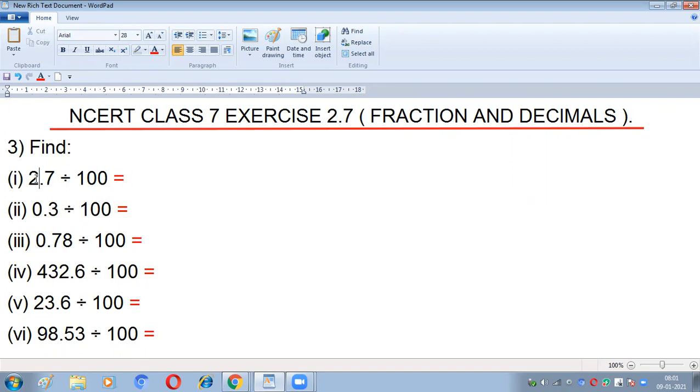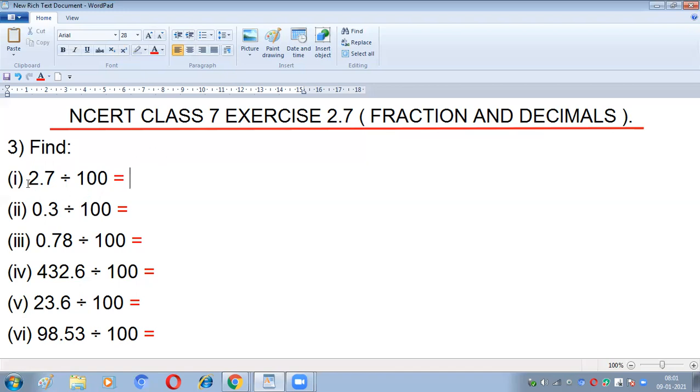We will shift the decimal point to the left-hand side. So let's start our answer. Here is 2.7 divided by 100. So we will shift the decimal point by two digits.